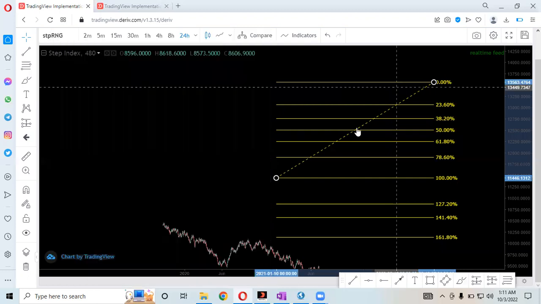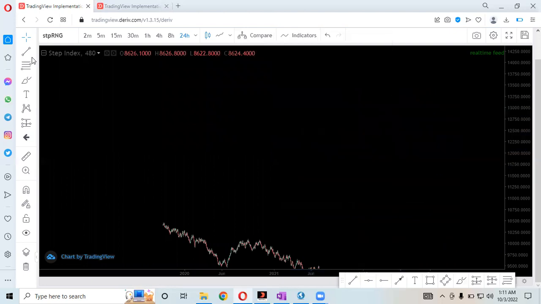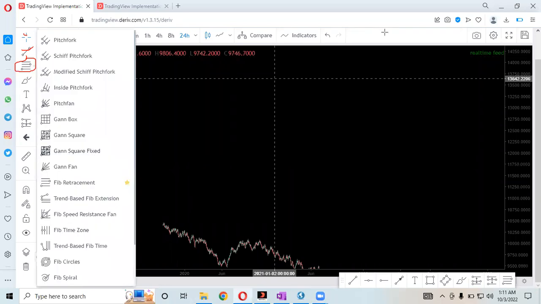And if you're wondering how to get that, just come to the third icon here. There's the first icon, second icon, the third icon here. Click on it, and then you'll be amazed. This is where you'll find the Fib retracement tool.